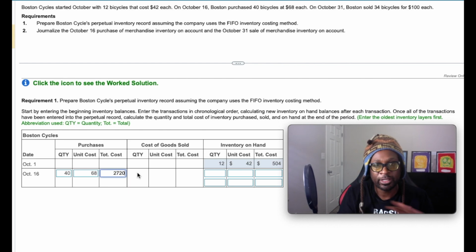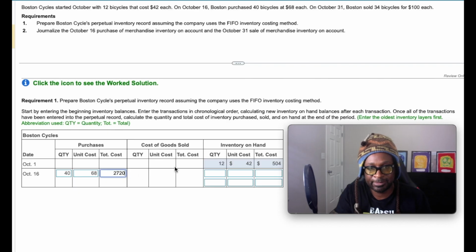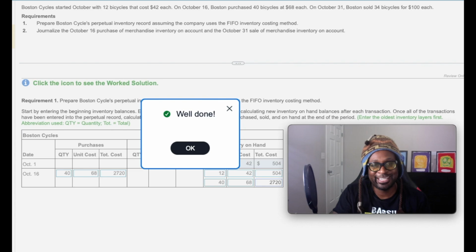Now, nothing was sold during the 16th, so we're going to skip that column and go to our new inventory on hand. So it makes sense, gang. We started out with an initial amount of inventory and we just made a purchase, so obviously our inventory has increased. So what we're going to do is carry over the previous inventory we started out with on October 1st, and then we're going to add the purchase from the 16th. We're going to check our answer. Well done, gang.